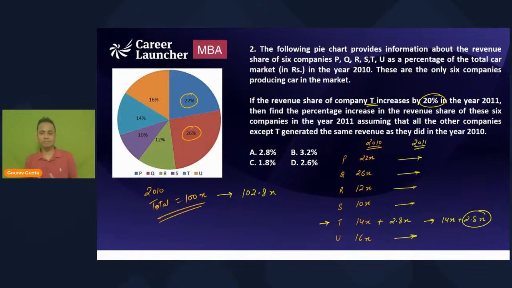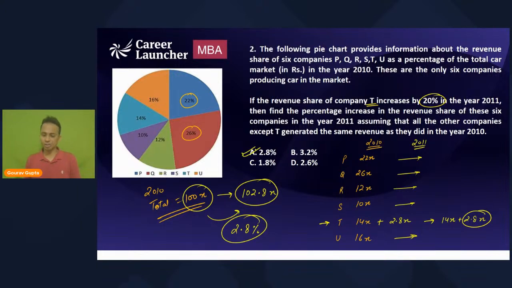Okay, so everything else is the same. There is only an increase of 2.8 because of company T. So I can say that the total will also increase by 2.8x. Originally the total was 100x. Now it is 102.8x. So the percentage increase in the total revenue share will be 2.8%. All right, so the correct answer should be option A for this question.